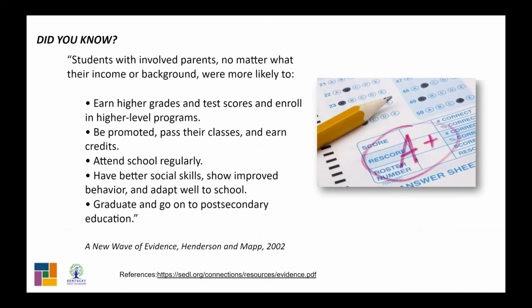All of this in mind, there's that 40 years of research, which was quoted in the video at the beginning. And this is actually 2002, so this is an older research data point, but new research just compounds this to be even more important and true, especially with COVID. But students with involved families, no matter what their income or background, are more likely to earn higher grades, pass their classes. This has a lot to do with truancy.